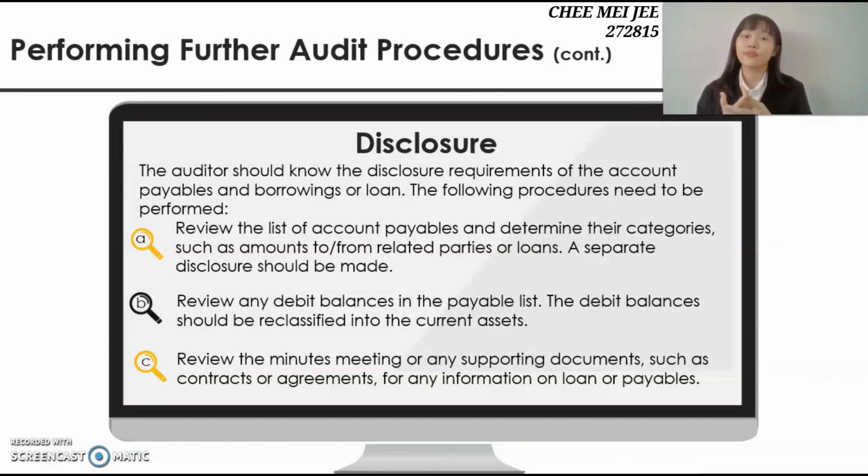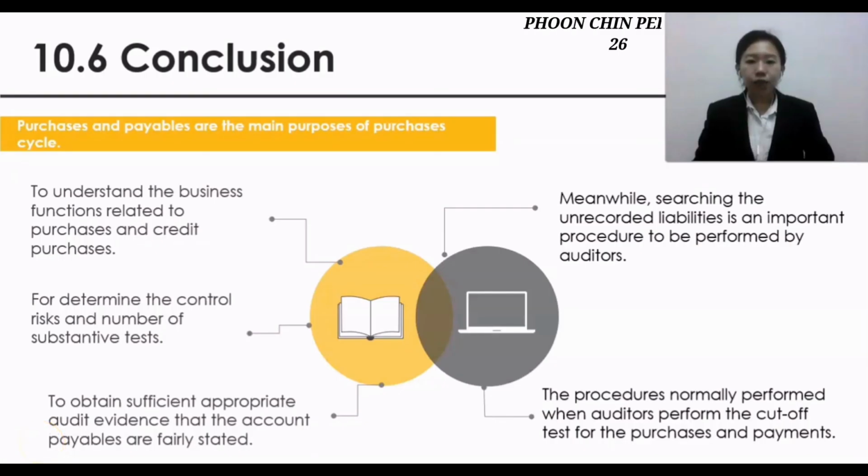Auditor should also review if there is any debit balance in the payable list. If yes, the debit balance should be reclassified into current asset. Lastly, review the minutes of meeting or any supporting document such as contract or agreement for any information on loan or payable.